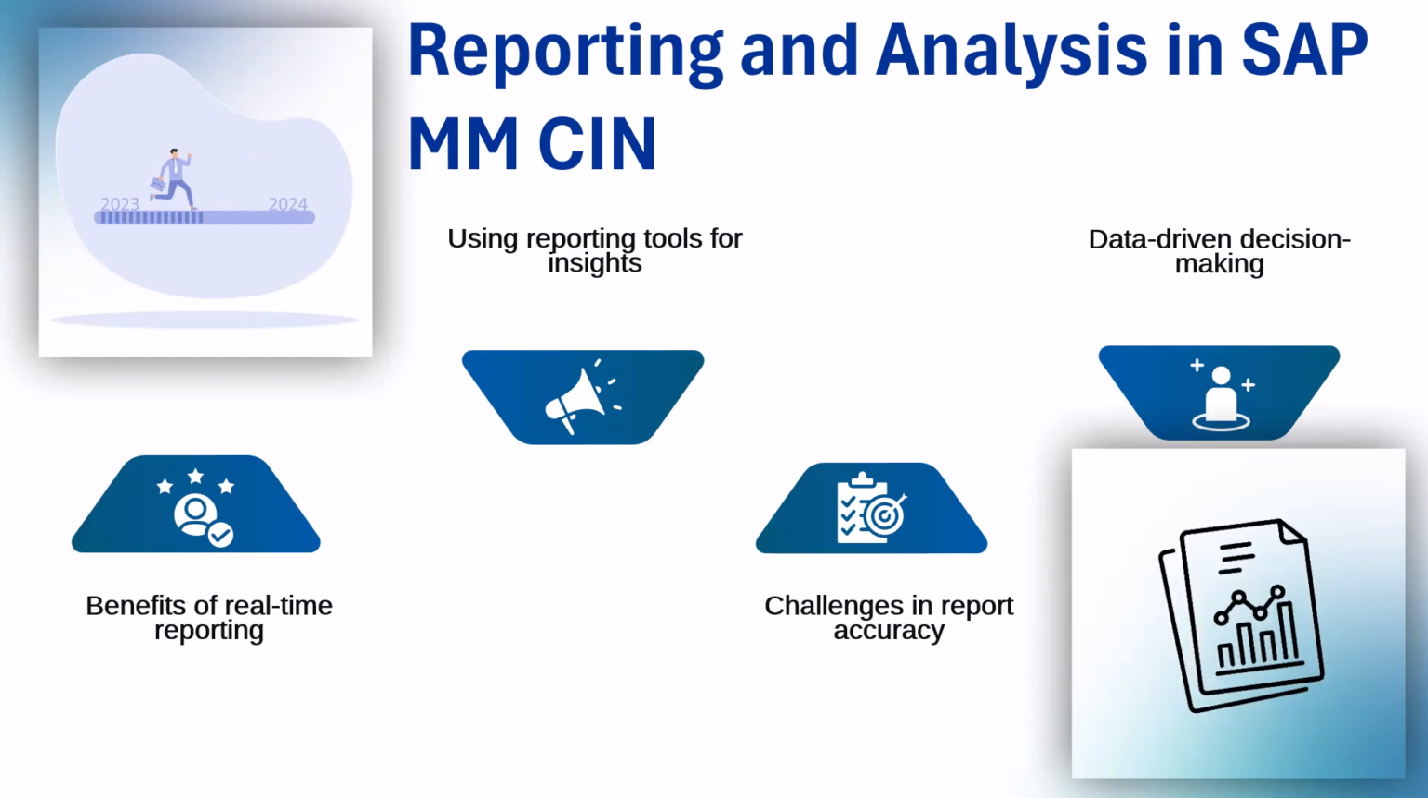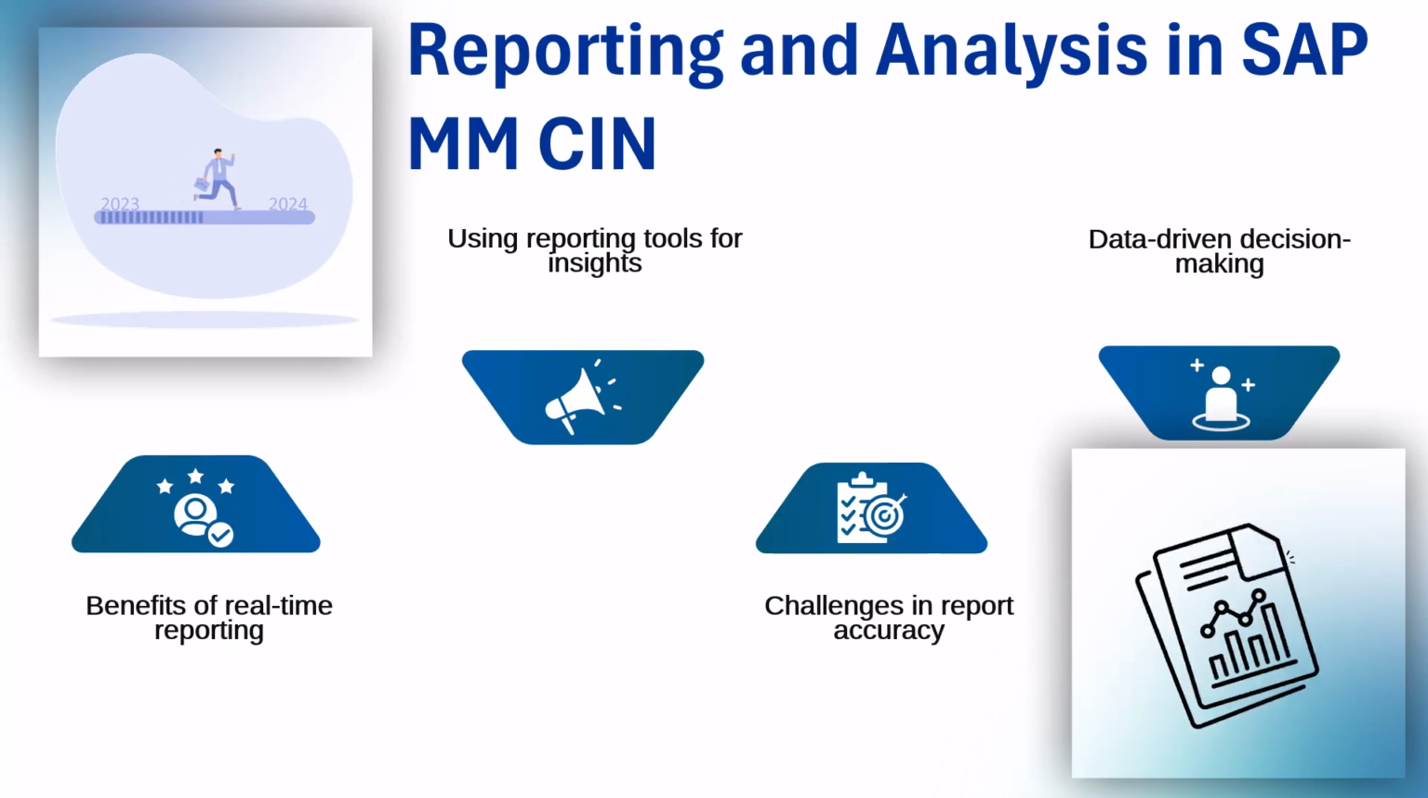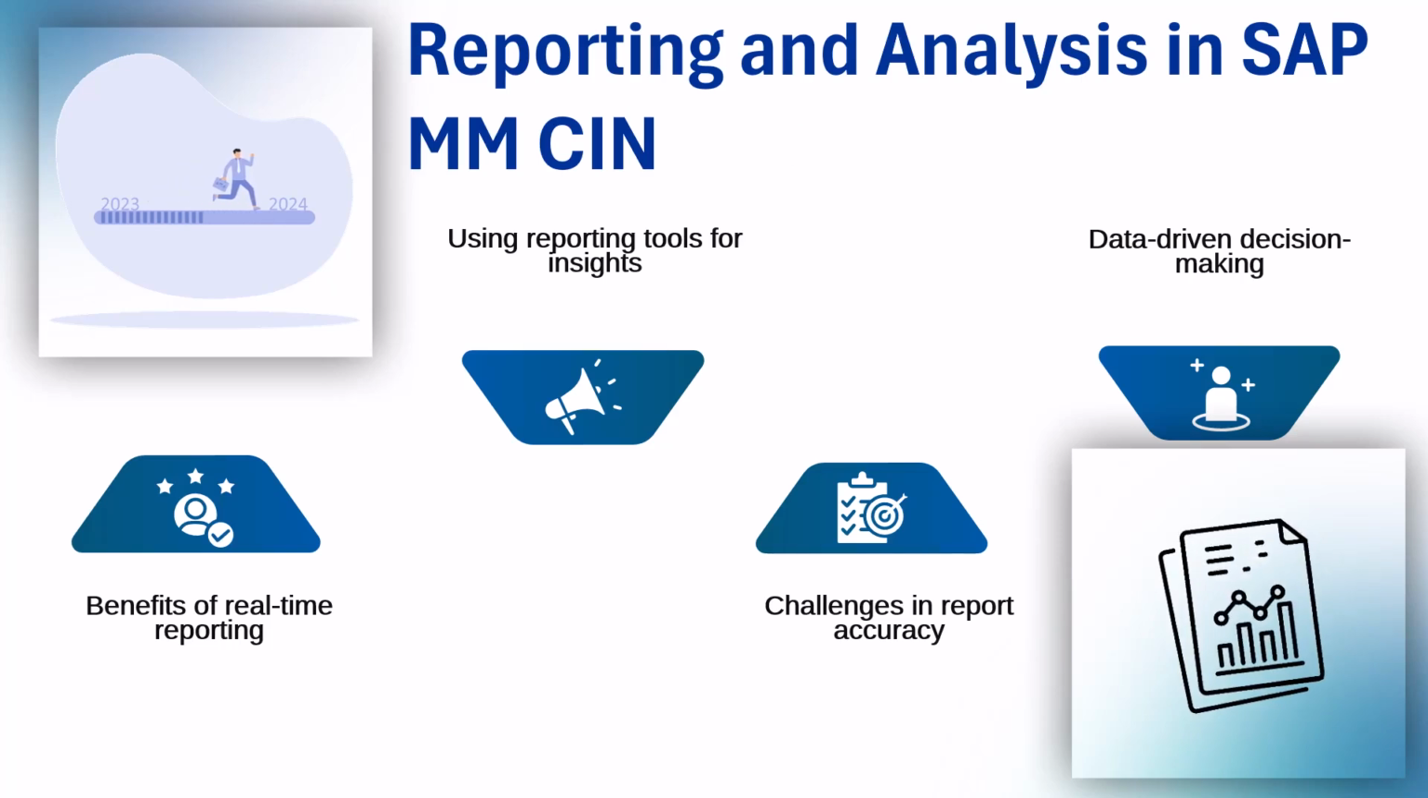Think of reporting as the dashboard of a car. It tells you everything you need to know. SAP MM CIN reporting tools provide actionable insights for better business decisions. Real-time data ensures accuracy, but poor reporting can lead to wrong conclusions. A well-structured report can boost efficiency and profits, making it the secret weapon for smart businesses. But if reports were a movie, accuracy would be the plot twist.